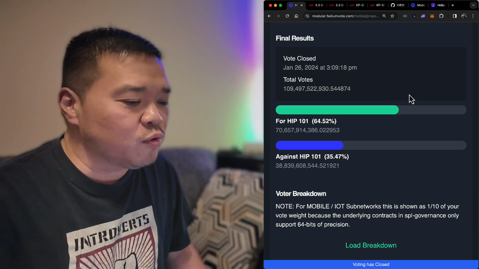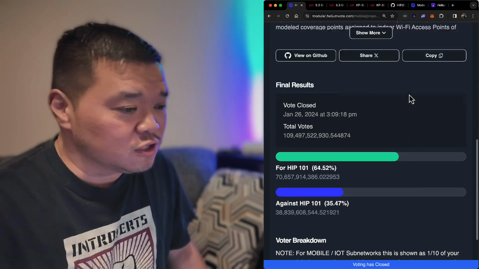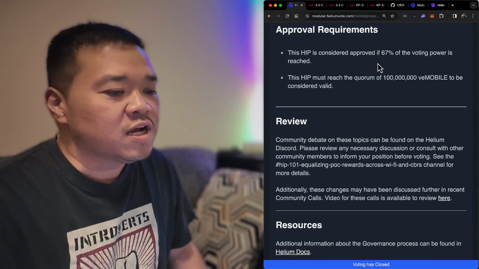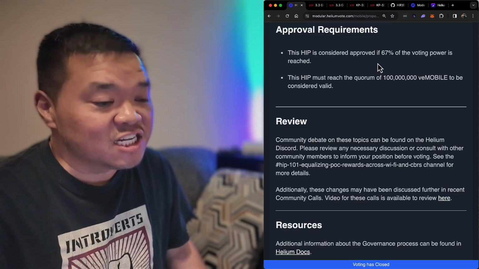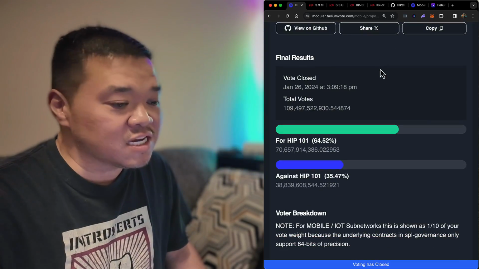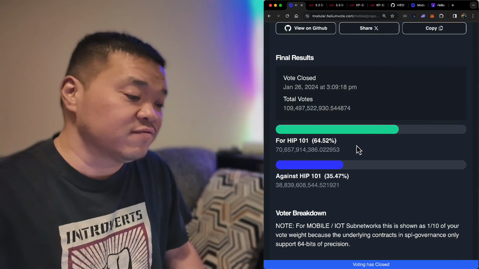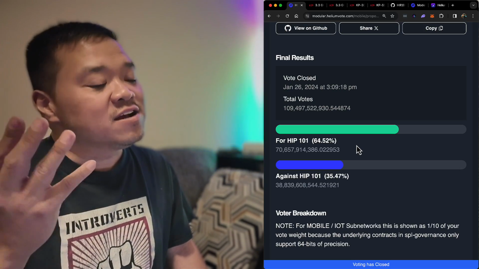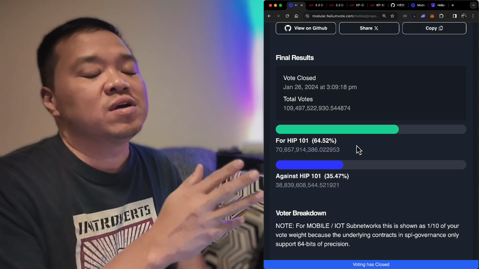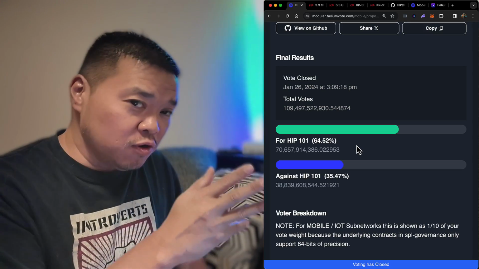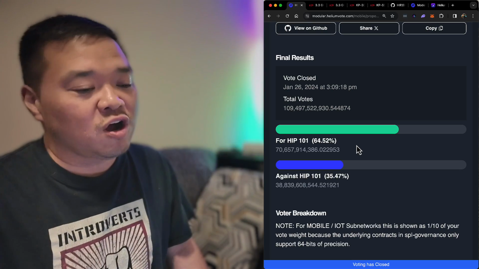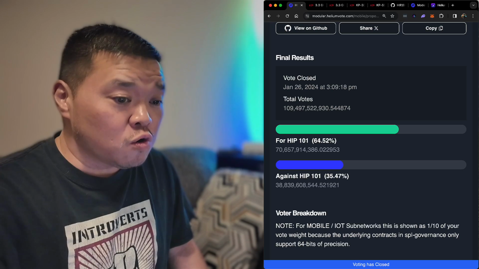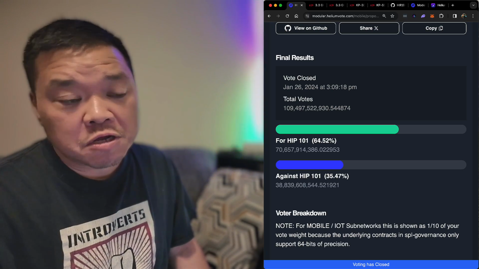64.524 and 35.47 against. And if that confuses you, just remember up here under Show More, it says the approval requirements were 67% needed to vote yes. 67%, and they only got 64.52. So it did not pass, and that means that they do not get more of the mobile awards than CBRS's. It's just all based on equal proof of coverage. So yay, I was happy to hear this.